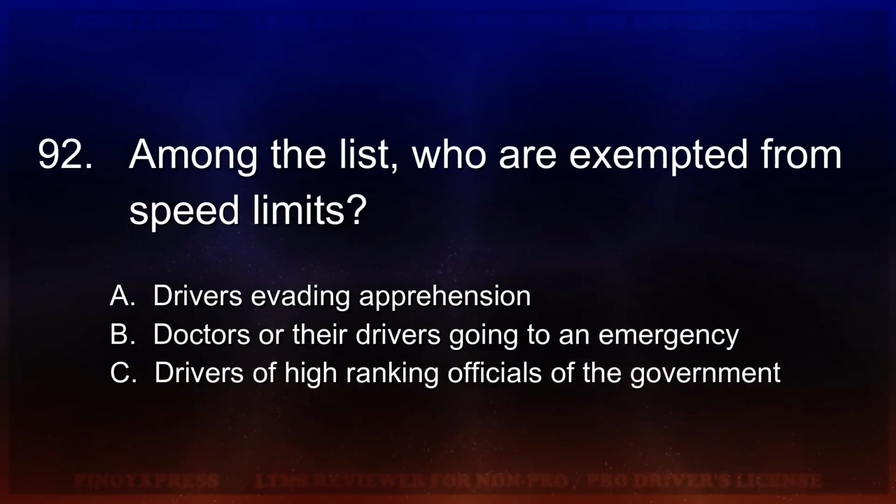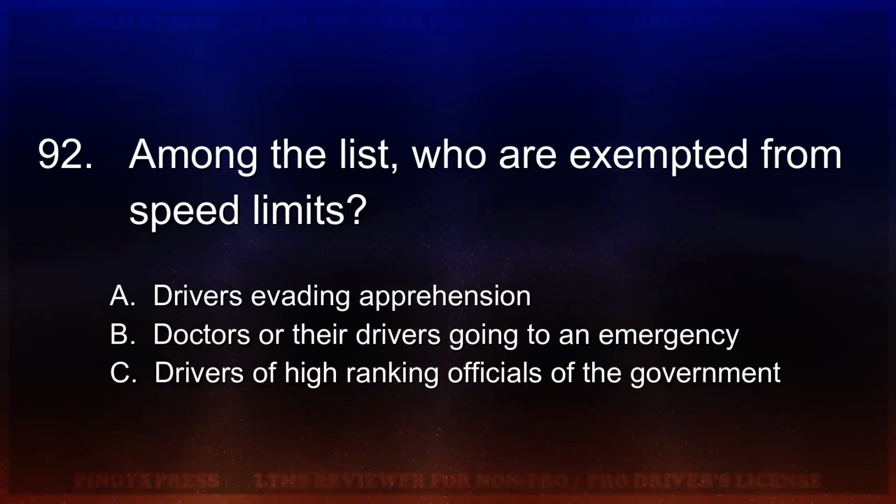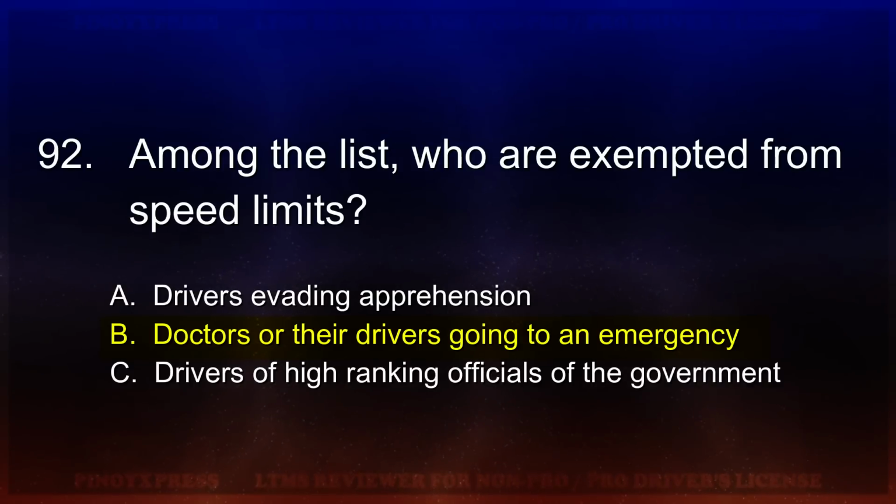Among the list, who are exempted from speed limits? A. Drivers evading apprehension. B. Doctors or their drivers going to an emergency. C. Drivers of high-ranking officials of the government. The correct answer is letter B.